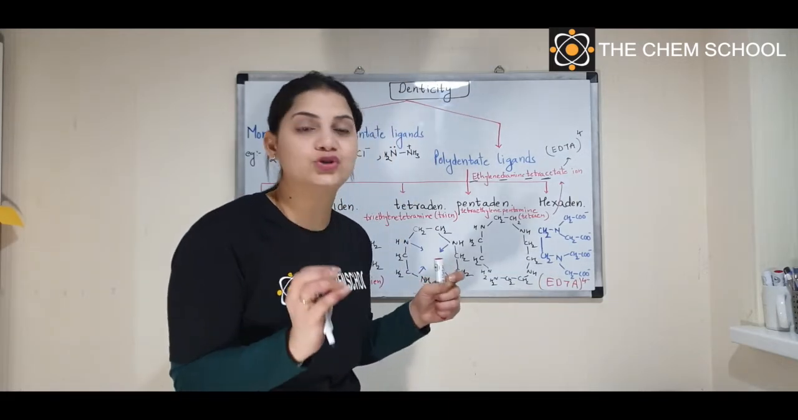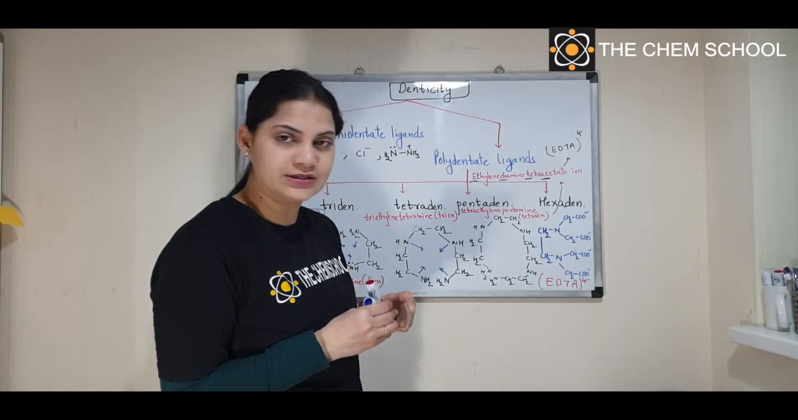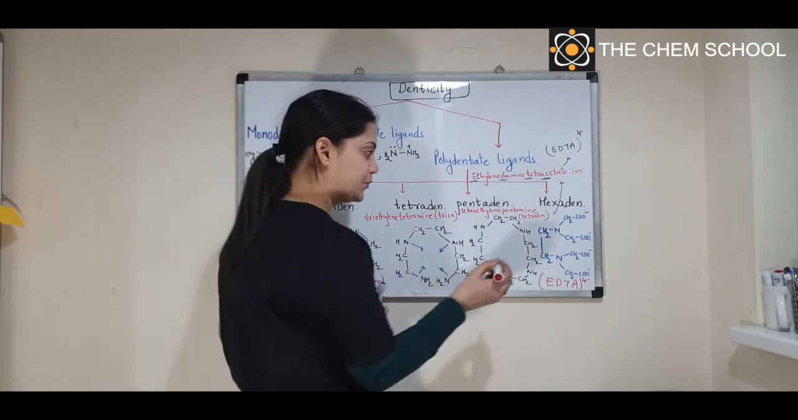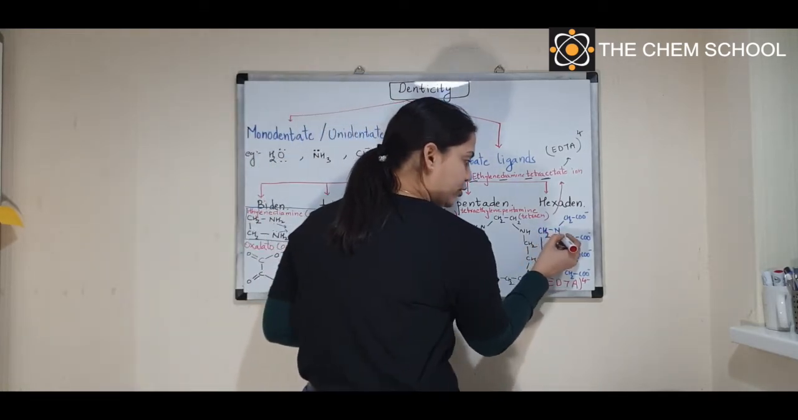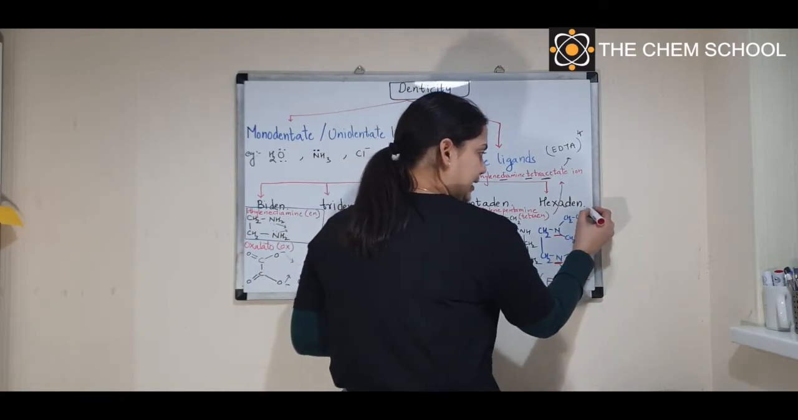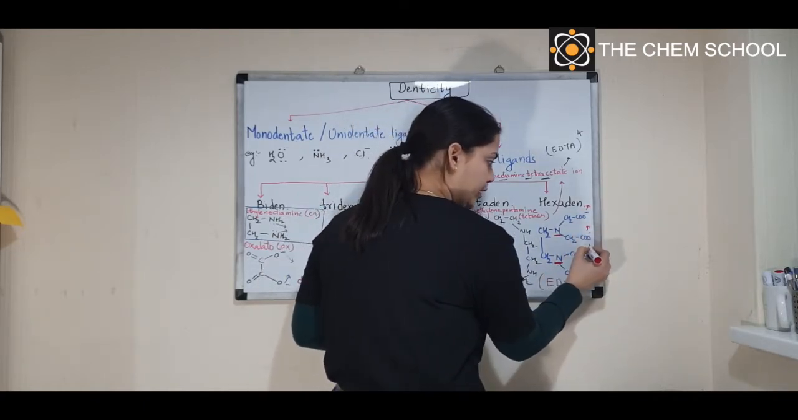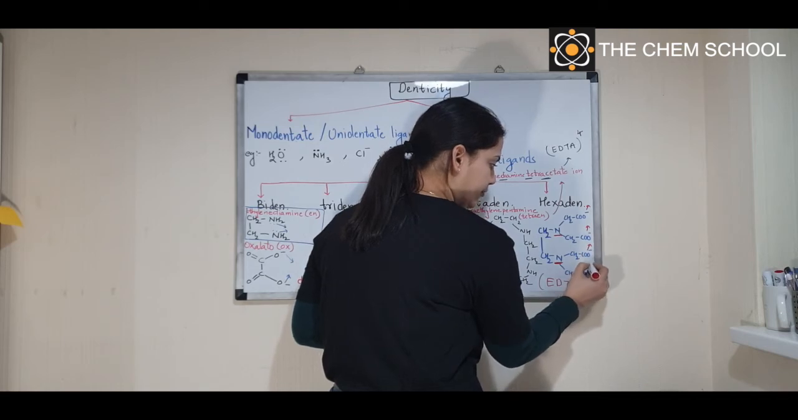You have 6 donors, and therefore it is a hexadentate ligand. I will just underline all the donors in this molecule so you are very clear about that. So the nitrogen will be one donor. This nitrogen will be the second donor. Then the negative charge 1, 2, 3 and 4.